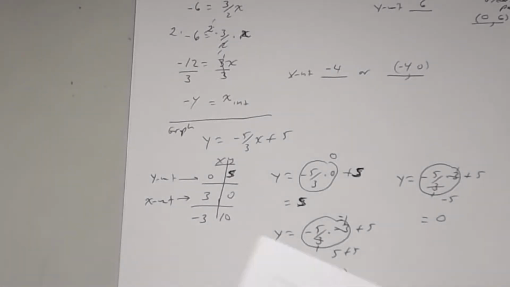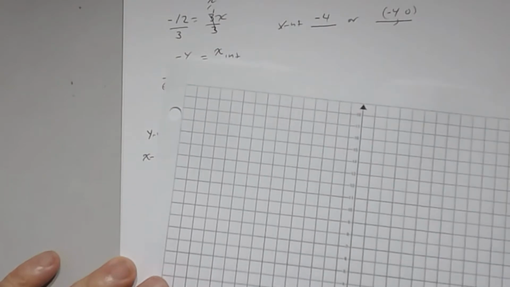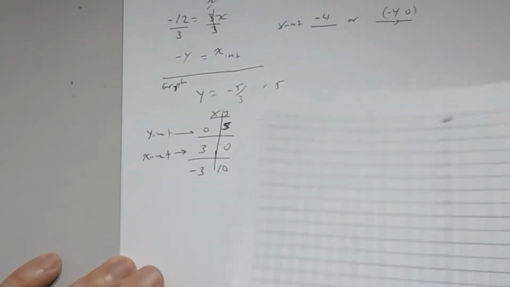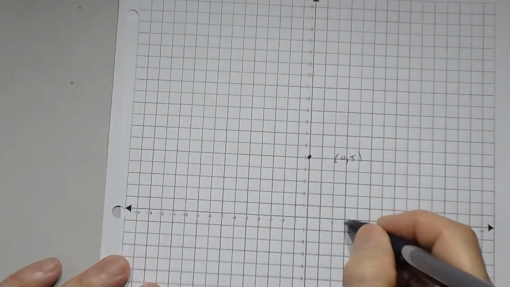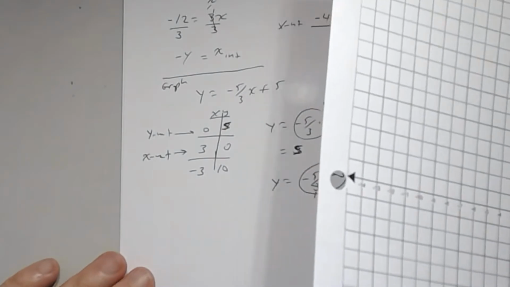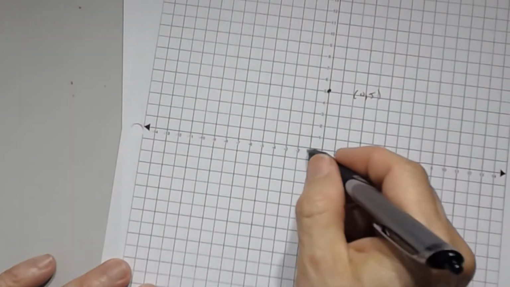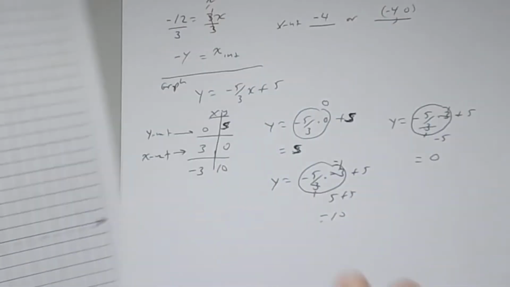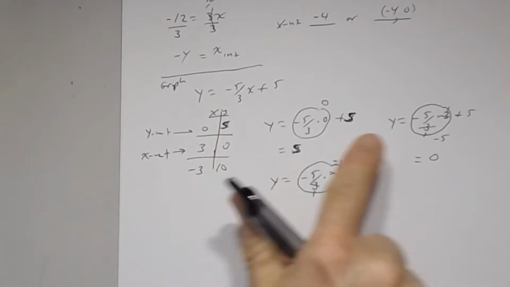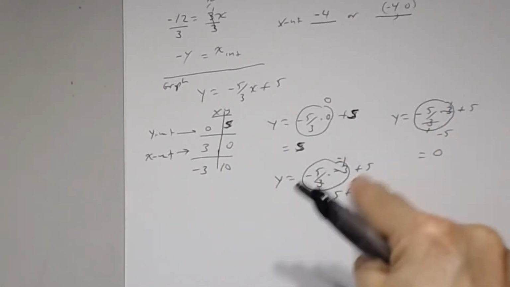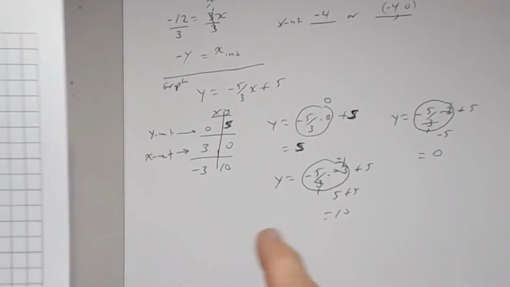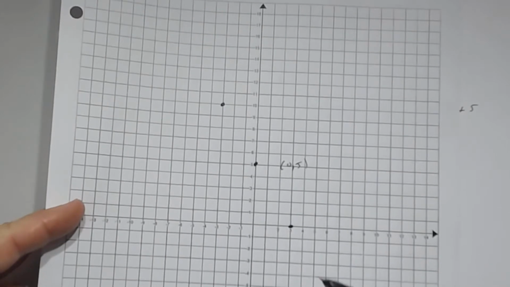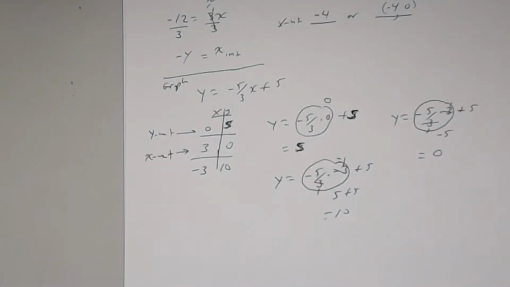All right, so 0, 5 is right here. 3, 0 is here. And negative 3, 10 is here, right? Now, remember how I made that error at first? I had a 3 right here. I would have gotten all these others correct because I put 5s here, but I put a 3 here. I knew something would have been wrong because when I plotted those 3 points, they would not have been on the same line.